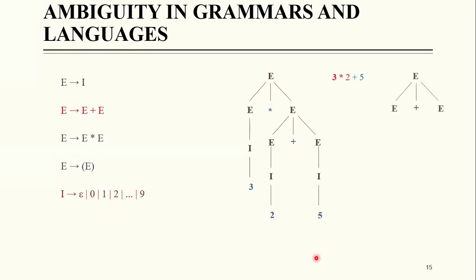And in this case, again, I have chosen another production that is called E plus E. Earlier I chose E star E, and I proved that the given input string can be obtained. But now I have chosen another possibility of production, that is E plus E.